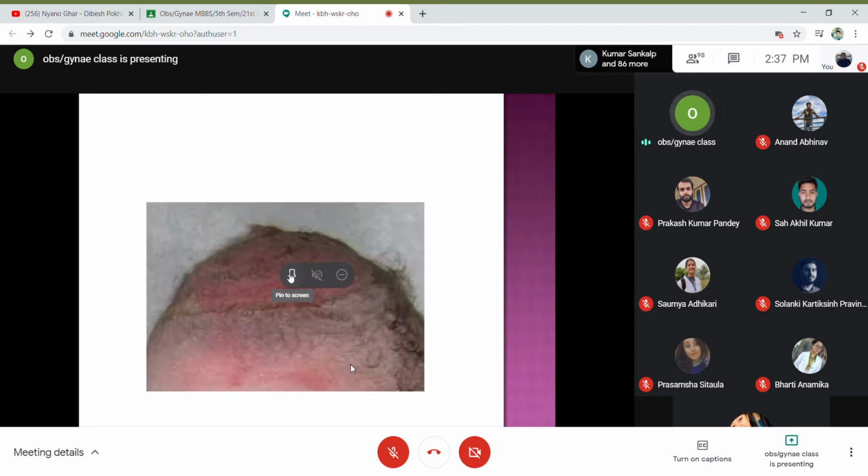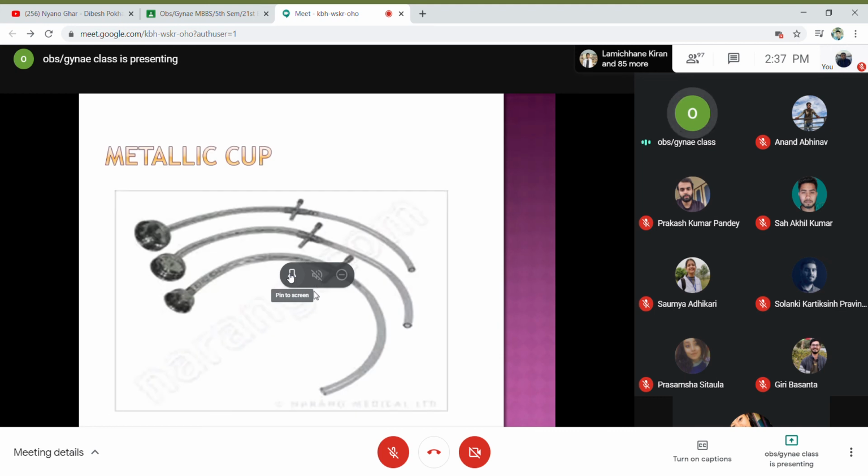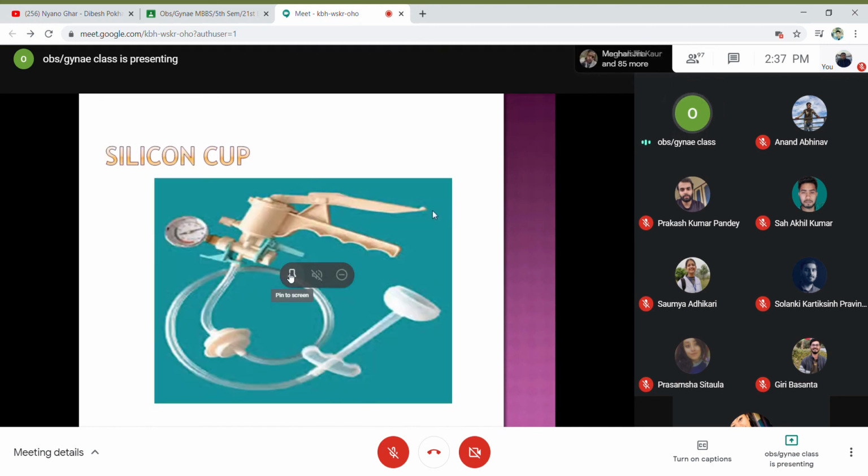This is the artificial chignon, which is formed because of the vacuum cup. The instrument consists of a suction cup, either metallic or silicon, of various sizes 30, 40, 50, and 60 mm, a vacuum pipe made of rubber, a vacuum pump, and a traction chain in the metal cup. This is the vacuum metal cup, and this is the traction chain. And this is the silicon cup.